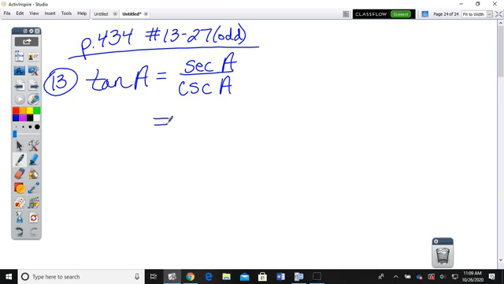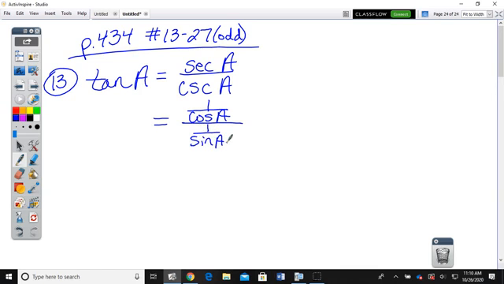Which side are we working? The right side. I would agree. We might work the left eventually, but I'm starting with the right. What am I going to do to the right side to work it? Change it to sine and cosine. So secant is 1 over cosine. 1 over cosine A divided by cosecant, which is 1 over sine A.